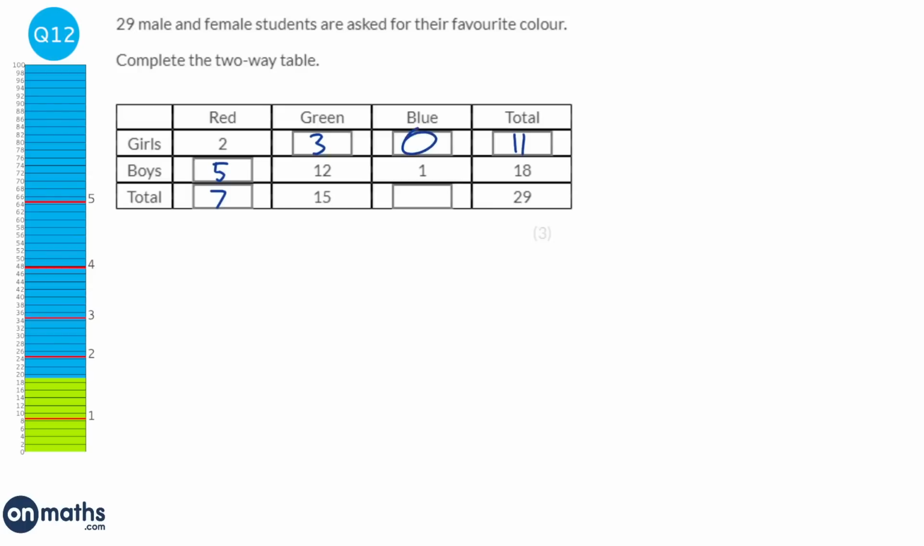Then we can fill out this one, so 2 plus 3 is 5, then plus another 6 would be 11, and then 6 plus 1 is 7.